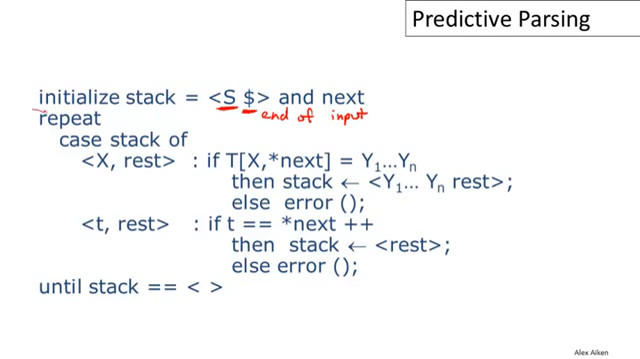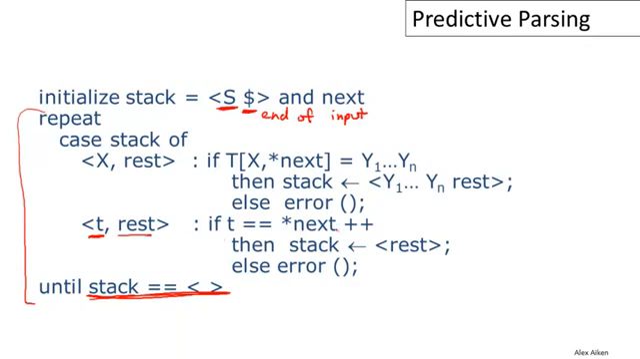And now we're in a loop, so we're going to repeat the following moves until we can't repeat them anymore, until the stack is empty. There are two possible moves. Let's do the terminals first. So let's say the top of our stack is a terminal. Here we're dividing the stack into the top of the stack and the rest of the stack.